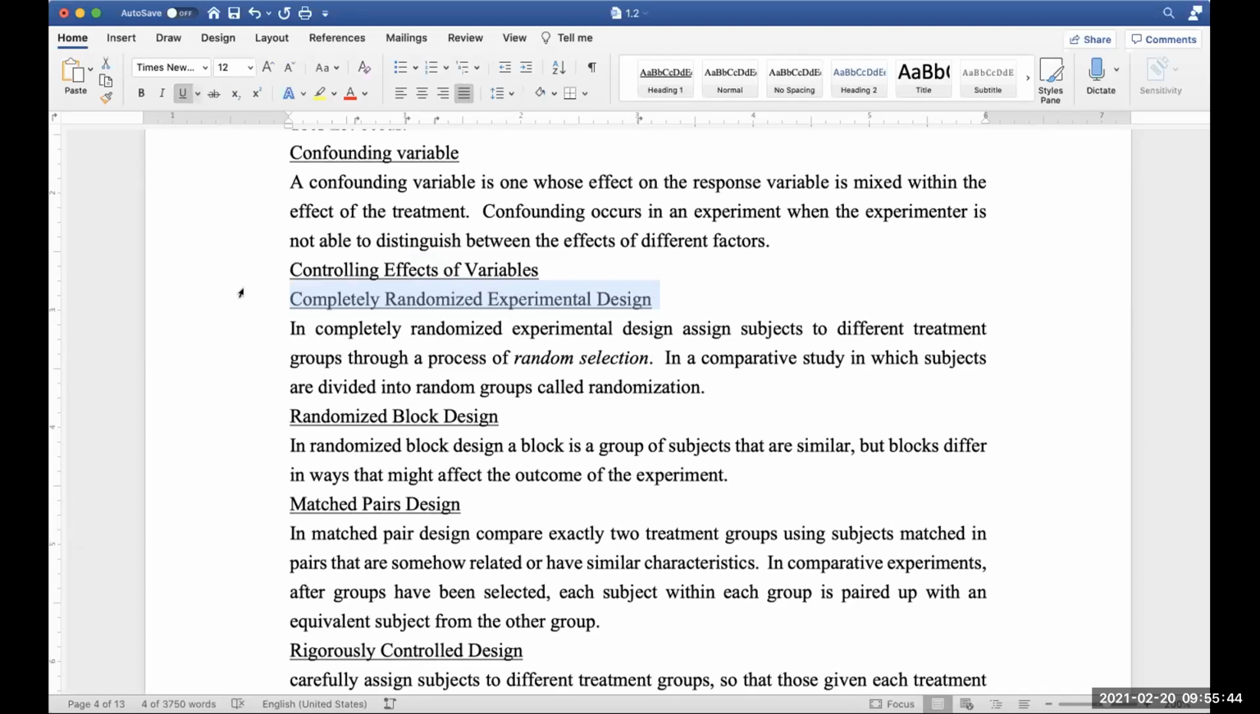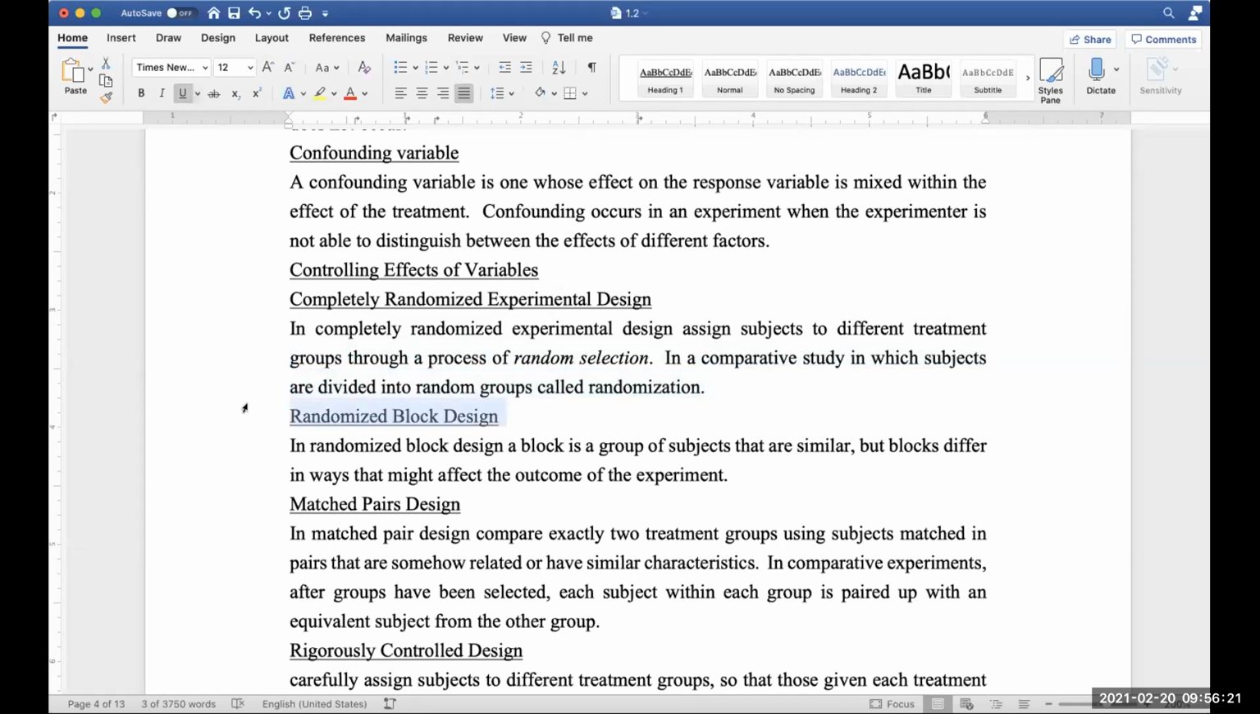So how do we control the effects of these variables? Completely randomized experimental design. In a completely randomized experimental design, subjects are assigned to different treatment groups through a process called random selection. In a comparative study in which subjects are divided into random groups, this is called randomization.